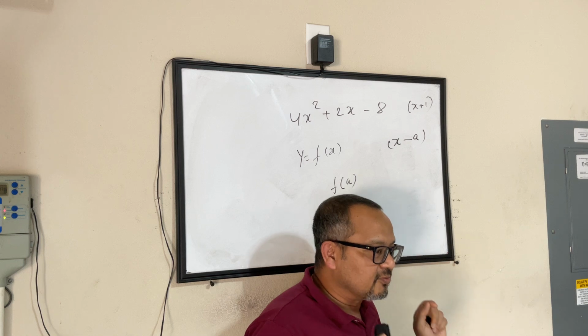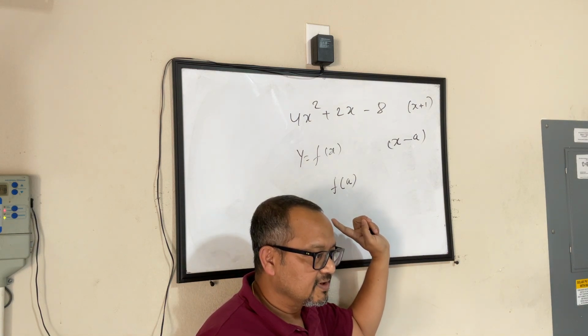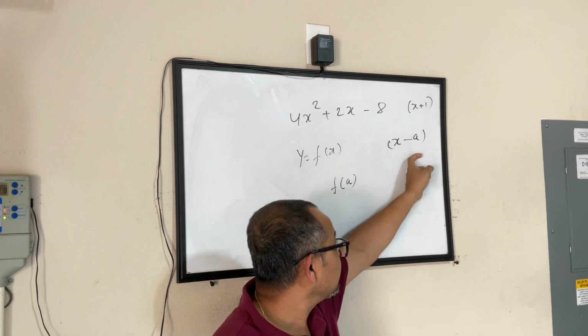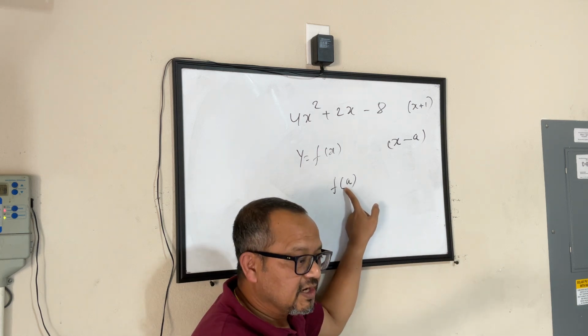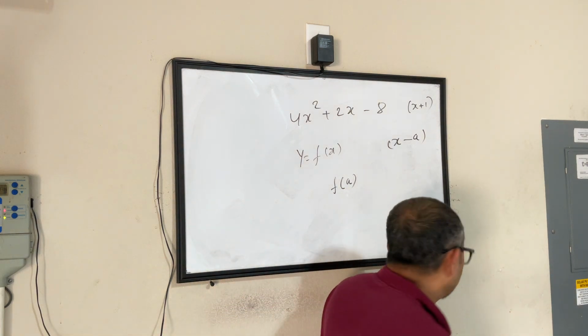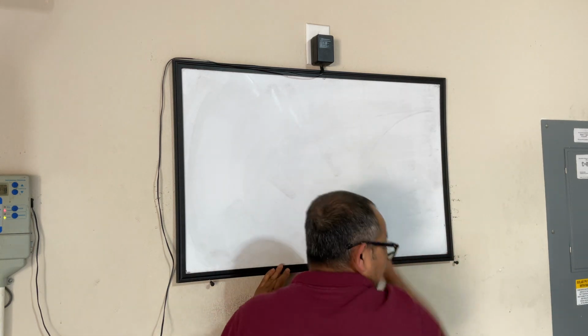Did you at least understand what is meant by the polynomial remainder theorem? I have a polynomial, and if you divide that polynomial by x minus a, the remainder will be equal to f of a. Now let's look at an application of this whole thing.